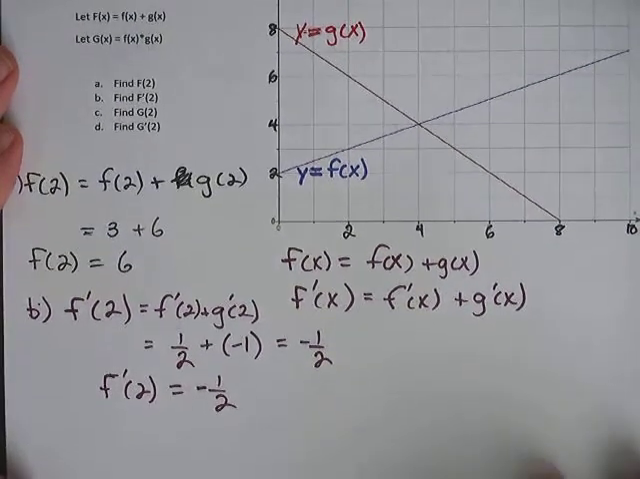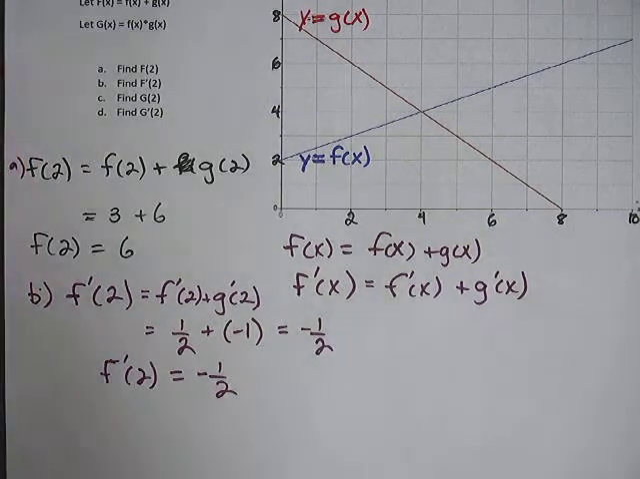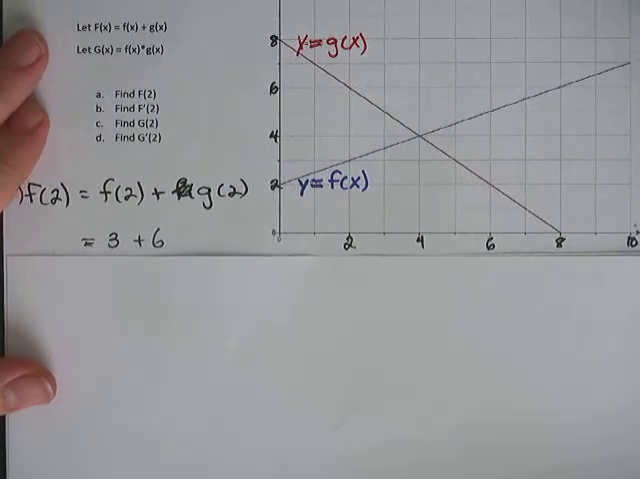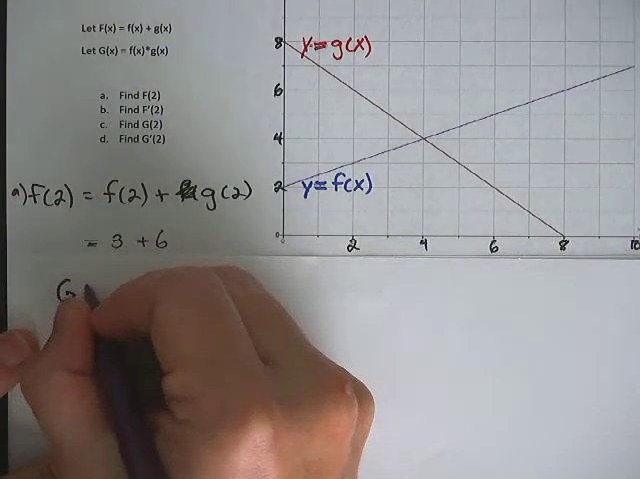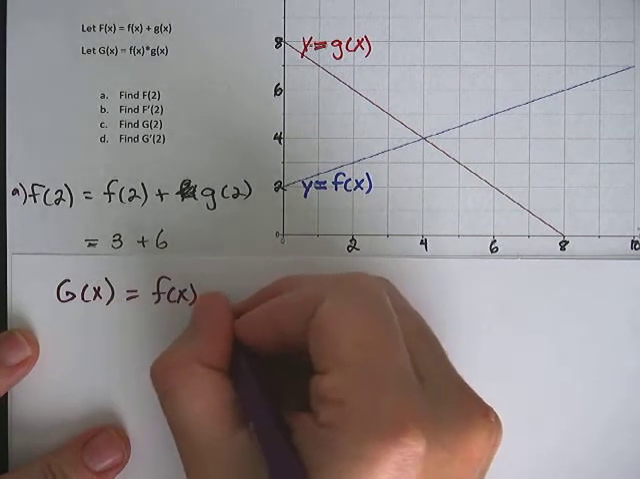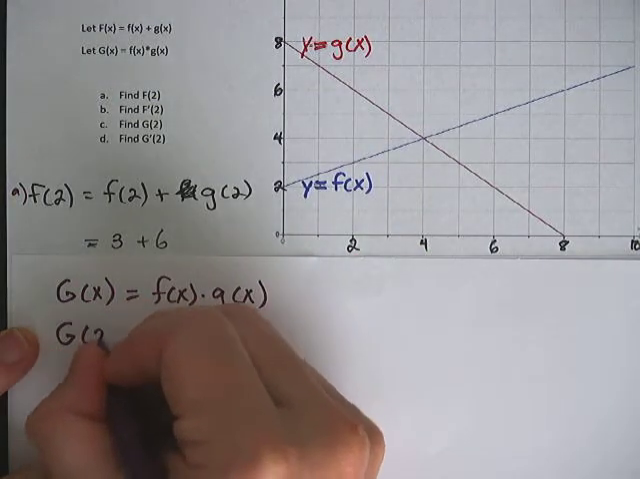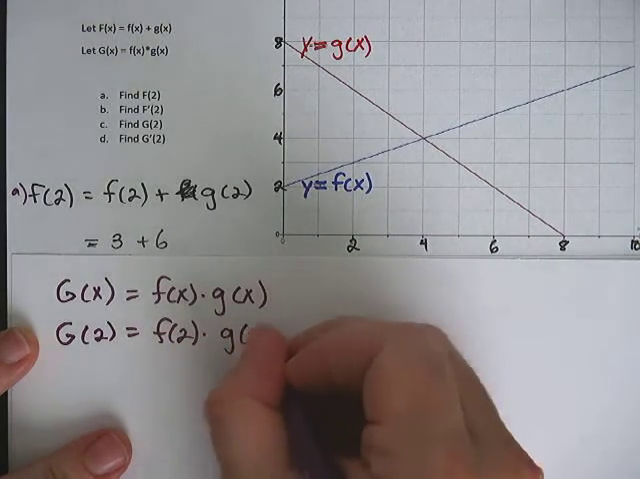All right, so for C, we're asked to find G of 2. Let me get a separate sheet of paper so we can still see the graph there. So we're asked to find G of 2. Given that capital G of x is equal to f of x times g of x, then G of 2 is f of 2 times g of 2.